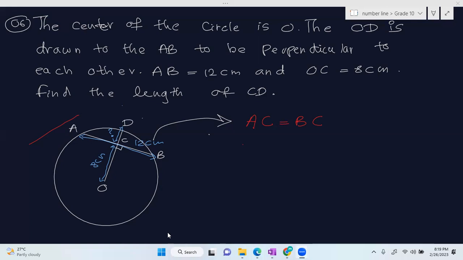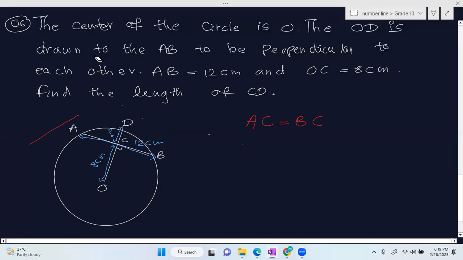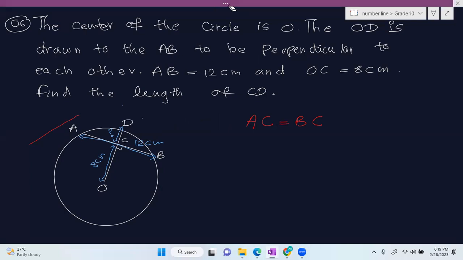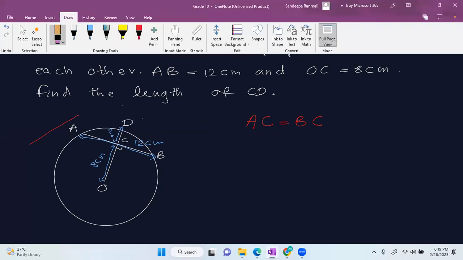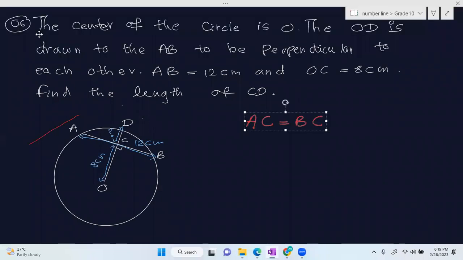Then here the main thing that we have to think to find the CD. What is it? Can any of you guess it?